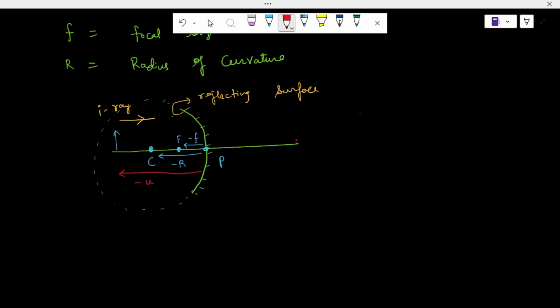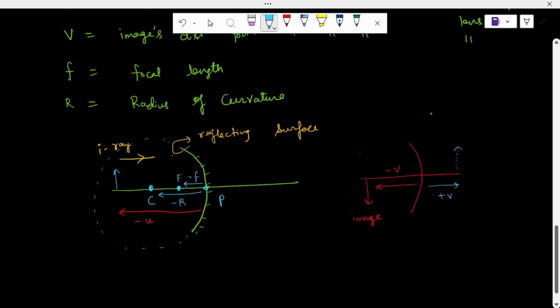Okay. Again, the location of the image will tell whether V is positive or negative. Let's say the image is formed in this direction, somewhere here. So in this case, V will be negative. But suppose the image is formed here, or appears to us to be formed here, then we take V as positive. Is that okay? All of you?